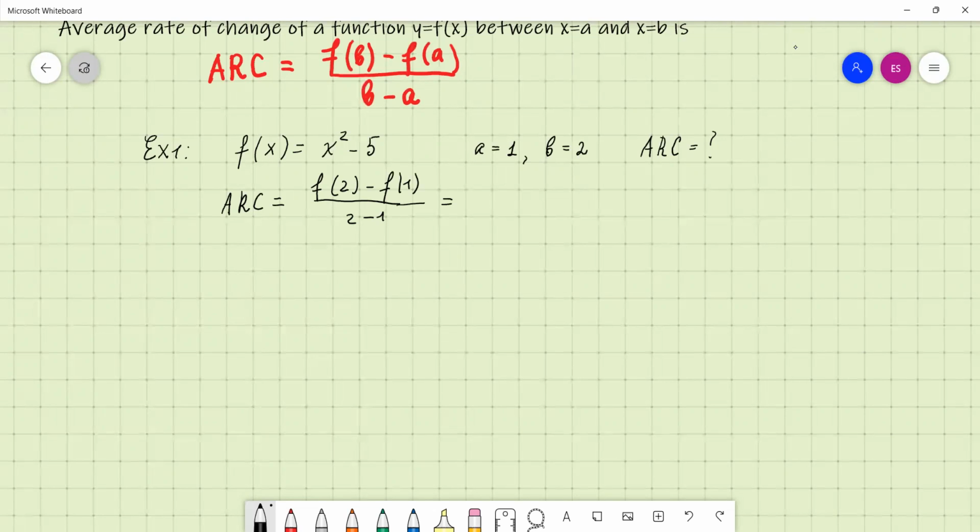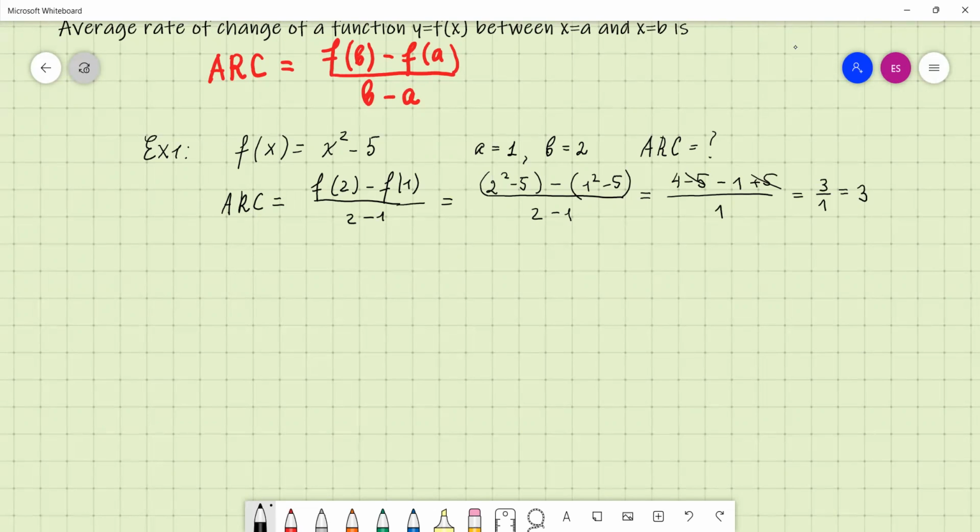Now, I'm just going to substitute 2 and 1 into my function. So 2 squared minus 5, minus 1 squared minus 5, divided by 2 minus 1. Here I'm going to open parentheses and add everything. 2 squared is going to be 4, right? So 4 minus 5 minus 1 squared. And this minus and this minus are going to give me plus. And 2 minus 1 is 1, right? This minus 5 and plus 5 cancel. 4 minus 1 is 3. And 3 over 1 is going to be equal to 3. So the average rate of change on this interval of this function equals 3.